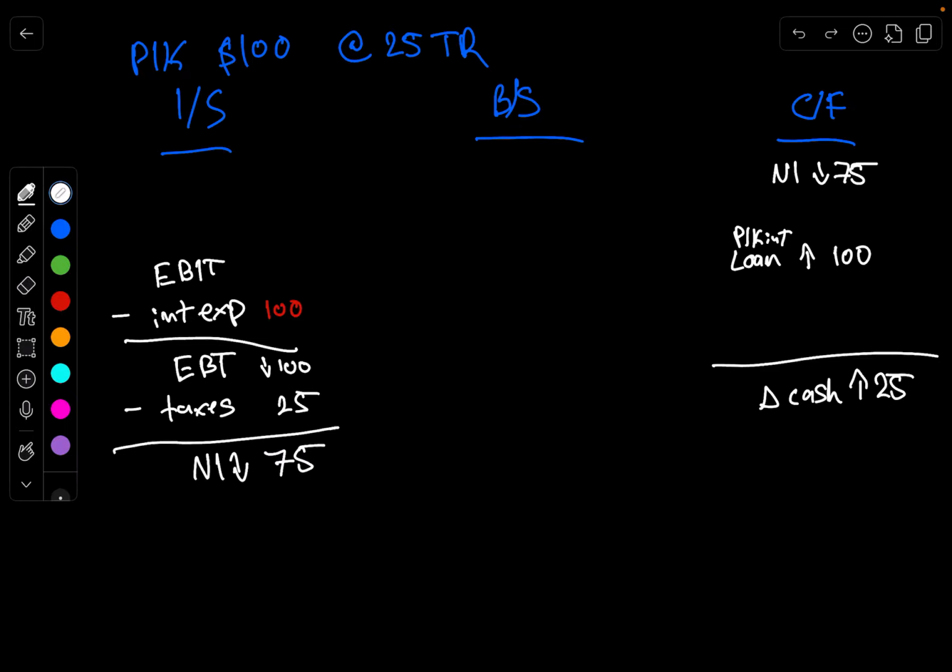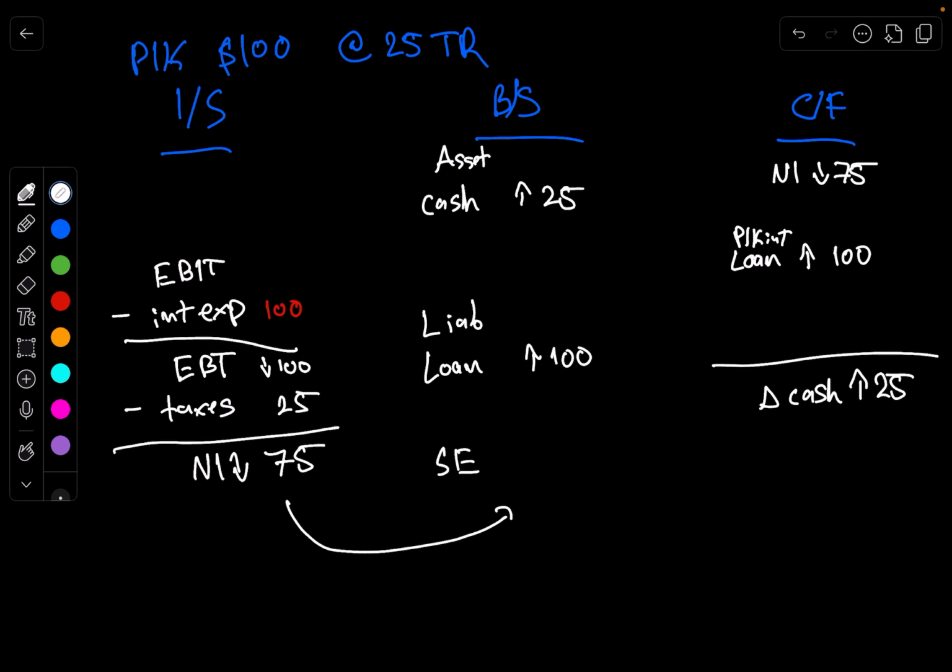So let's start off on our balance sheet. Under assets, we have our cash that is up by 25. Then we have our liabilities. That loan amount has increased by 100, because we let this PIK interest accrue on it. And then our shareholders' equity is going to flow through from our net income, so that's going to be down by 75.